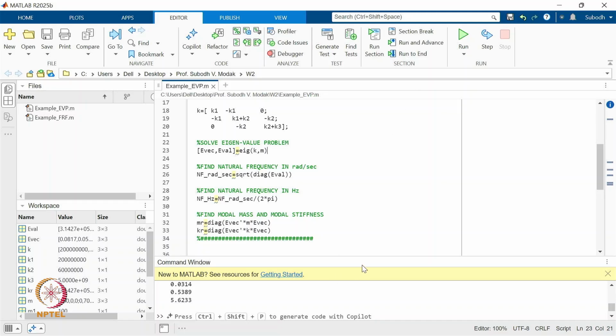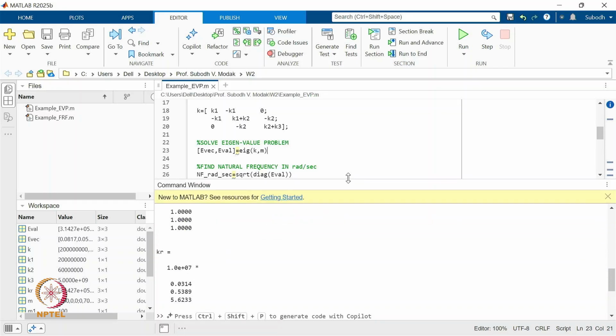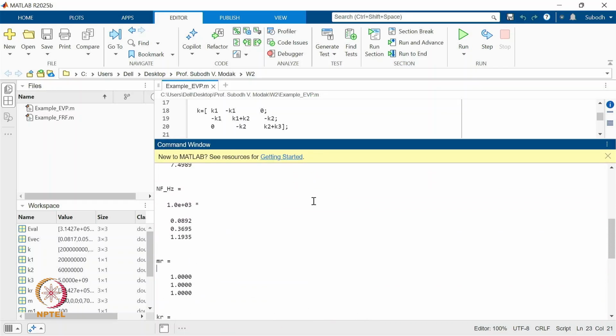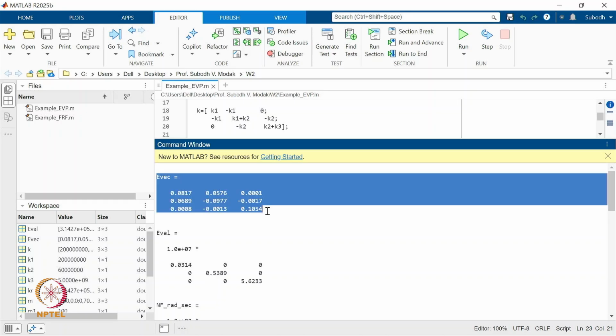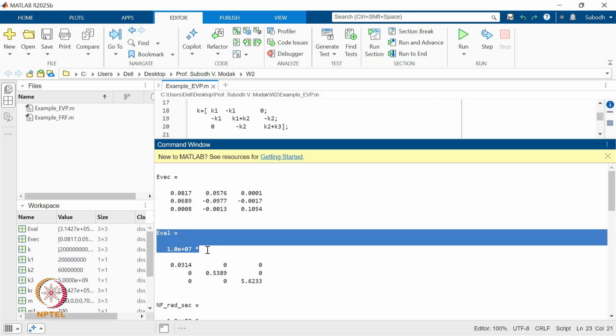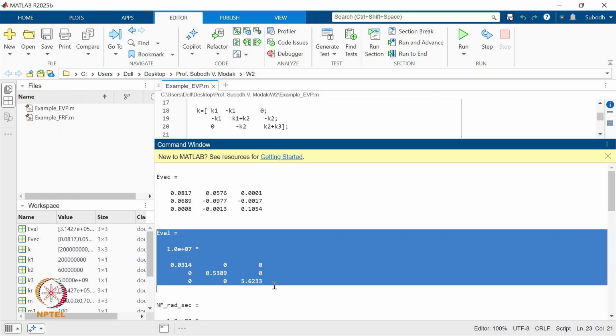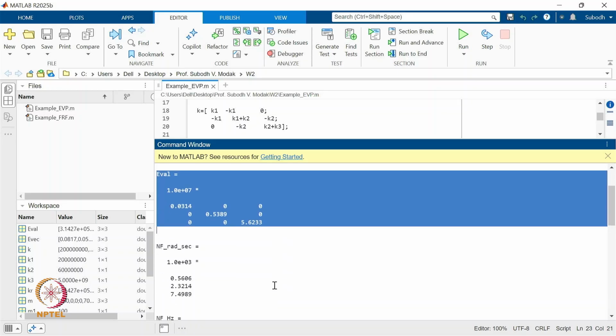If I stretch up the command prompt and go to the top, you can see first it is giving me the eigenvector matrix. Because it is a 3 degree of freedom problem, there are 3 eigenvectors, each column representing one eigenvector. Then we get the eigenvalue matrix, which is a diagonal matrix with the eigenvalues on the diagonal. The first eigenvalue is 0.0314 times 10 raised to the power 7.